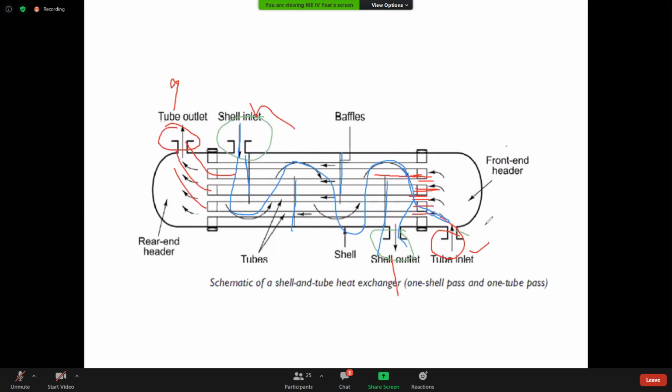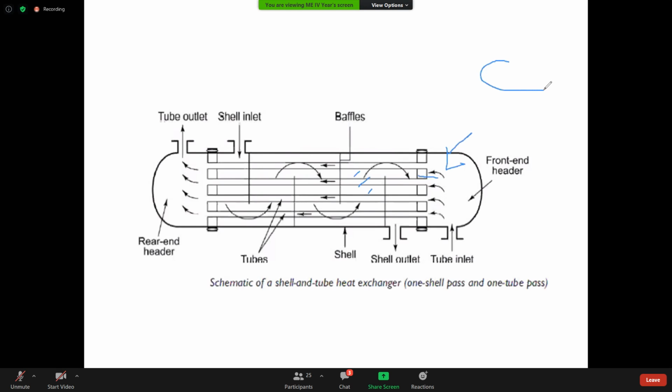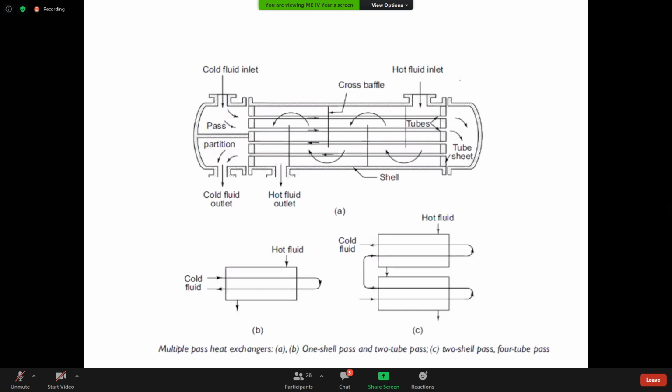So this is the front end head, and this is the rear end head of that particular shell and tube heat exchanger. This is a single shell, multi-tube passes. Right, one tube pass. Let's say one tube pass. If there is a bend like this, that is multi-tube pass. Next, here if you see, this is the partition. Partition is given, right?